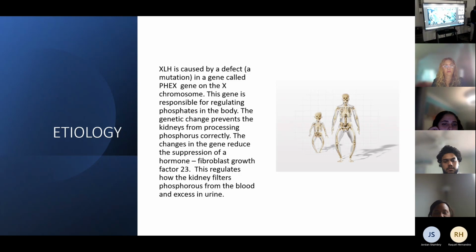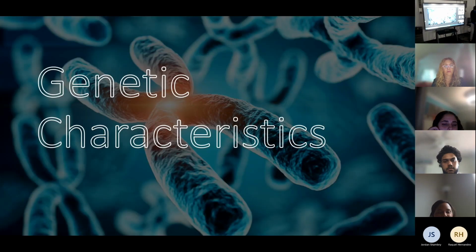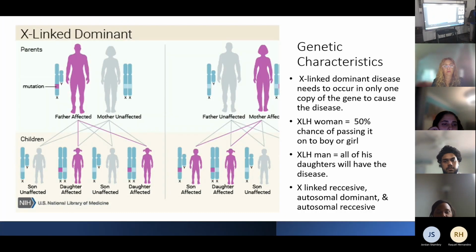Thank you, Marlo. I'm going to be talking about the genetic characteristics. It is an X-linked dominant genetic inheritance, which means it only needs one copy of the gene to present as a disease. If the mom carries the gene, she has a 50% chance of passing it on to her son or her daughter. If the dad carries the gene, he can only pass it on to his daughters. There are also other forms, which are X-linked recessive, autosomal dominant, or autosomal recessive. Autosomal just means it is not found on the sex chromosome.